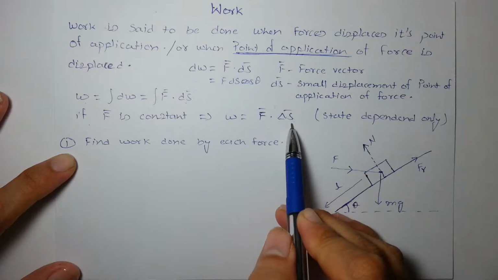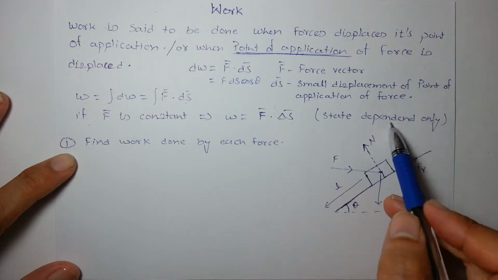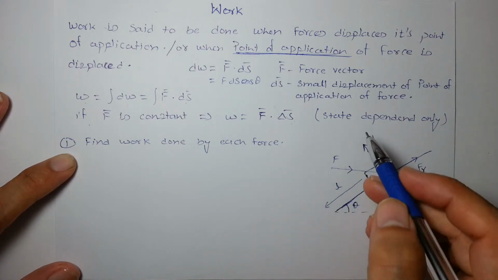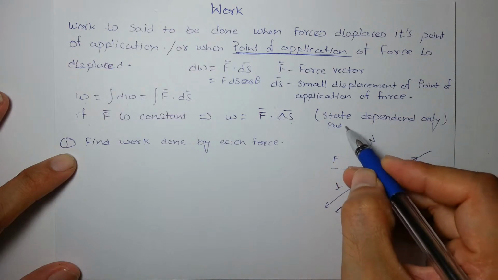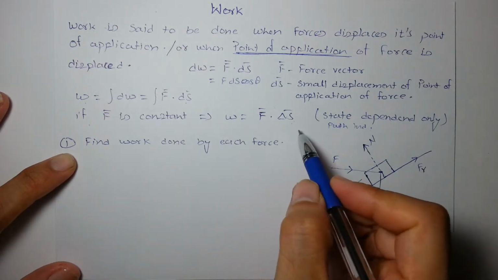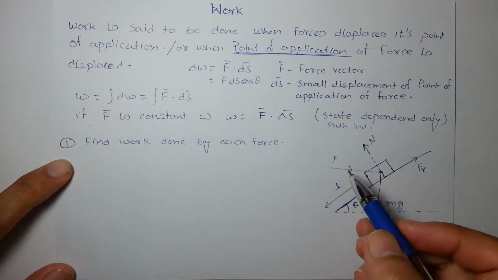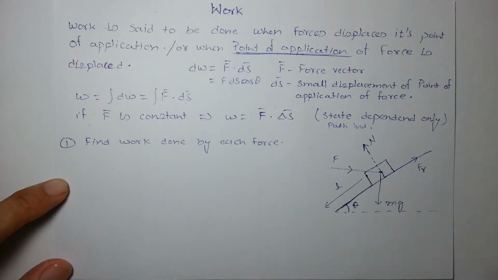nothing but the displacement. As displacement is a state dependent, or we can say path independent quantity, work done by constant force is also a path independent quantity or state dependent quantity. It depends only on what is the initial position and what is the final position, and not how you are moving from initial to final position.